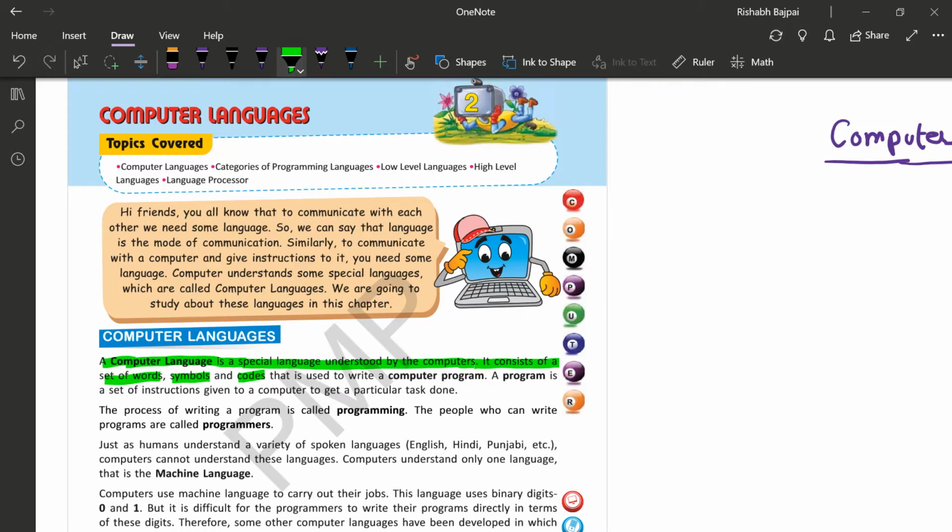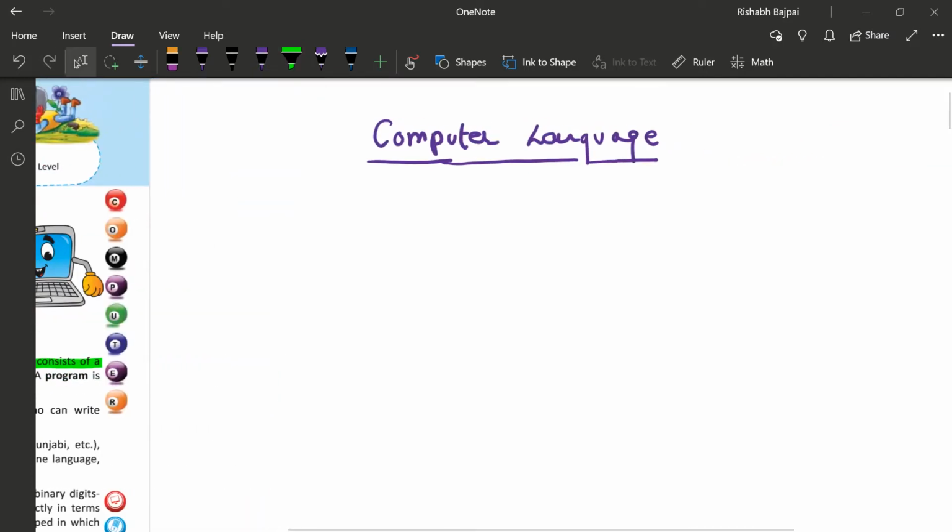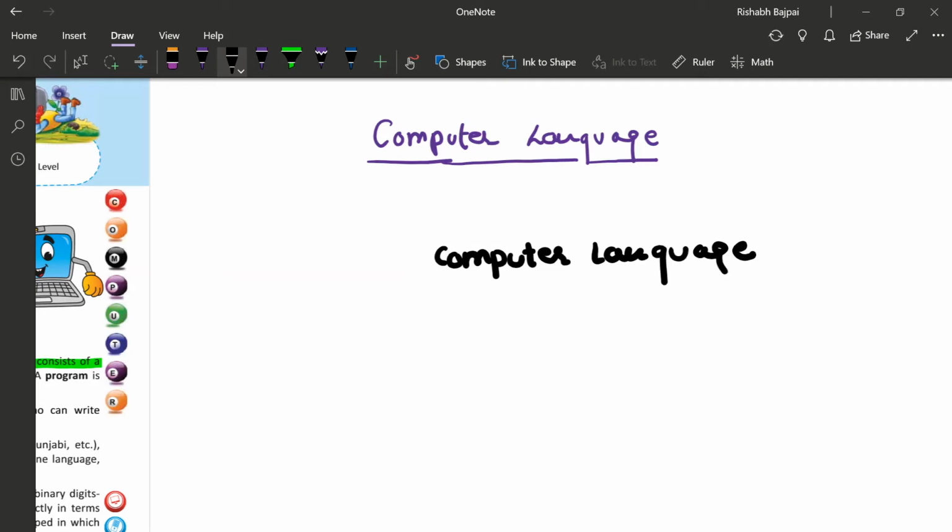Clear? So, as we know, we have a total of 5 generations of computer. In fact, we have discussed it in the previous class as well, right? So as the generation changes, the type of language, the level of language also changes. So we can broadly classify computer languages into two categories. Computer language gets classified into two categories.